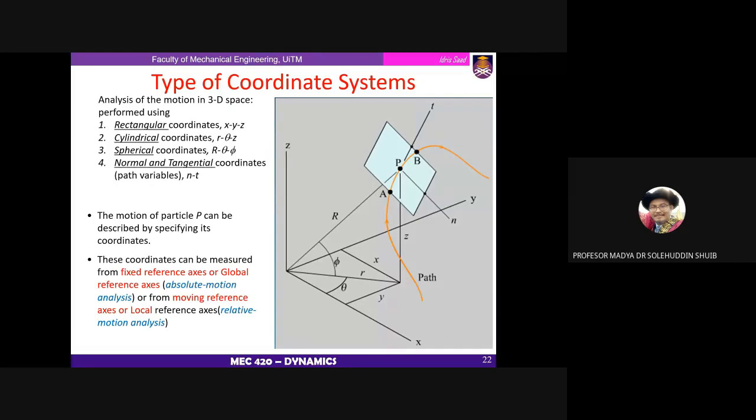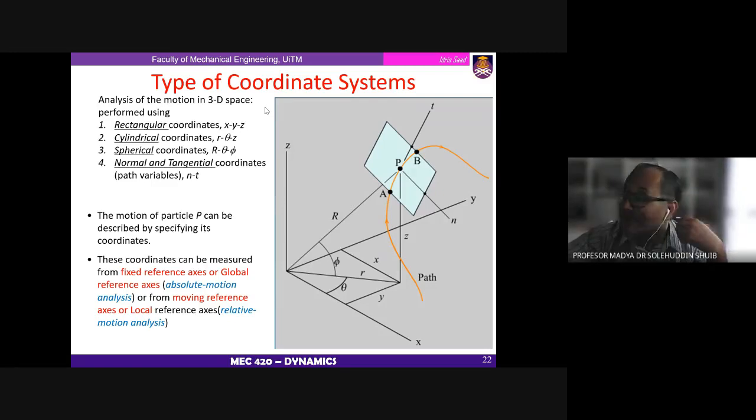Okay, types of coordinate system. We proceed with this one. As I mentioned just now, we're going to have different types of coordinate systems. In dynamics, we don't have many types of coordinate systems that we're going to use here. Mostly we use rectangular, cylindrical, and normal-tangential. Very rarely do we use the spherical coordinate system, but you have learned all of it in mathematics. Look at this figure.